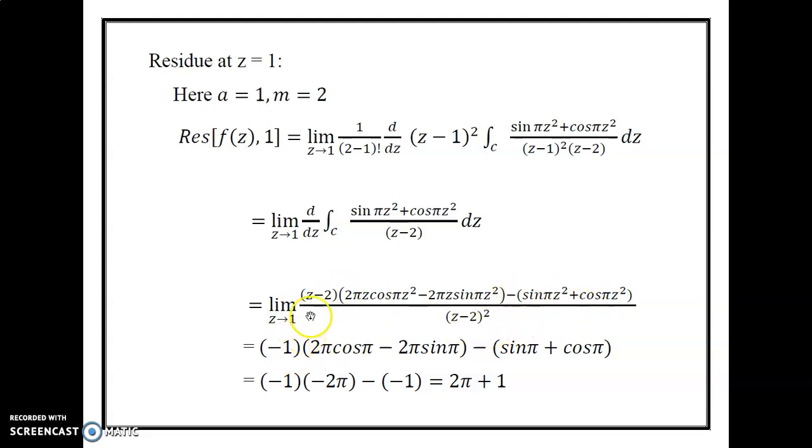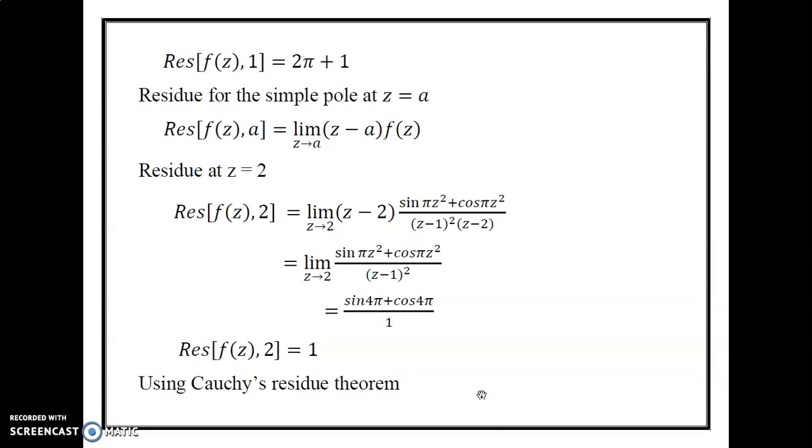Next, substituting z equal to 1, we get the final value: minus 1 into 2 pi cos pi minus 2 pi sin pi minus sin pi plus cos pi. Cos pi value is minus 1, minus 2 pi sin pi, sin pi value is 0, 0 into anything is 0, minus sin pi value is 0, plus cos pi value is minus 1. Therefore, the final value is 2 pi plus 1. Therefore, the residue of f(z) at 1 is equal to 2 pi plus 1.